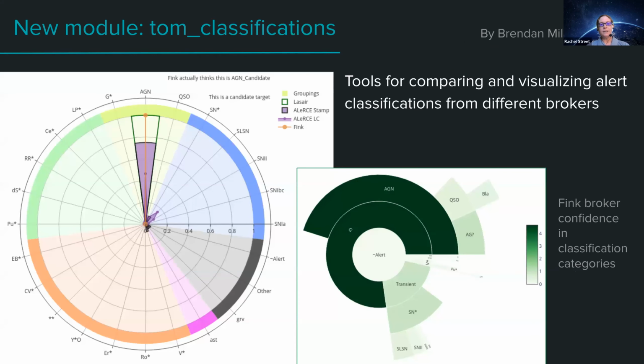We've also added a TOM Classifications module, thanks to some excellent work by Brendan Mills from UCSB. The different alert brokers, of course, are providing independent assessments of the alerts coming from Rubin and other surveys. And by comparing the classifications from different alert brokers, we can build confidence in our identification of targets of interest. Brendan also developed these excellent interactive charts so that you can easily visualize the alert information coming from different brokers.